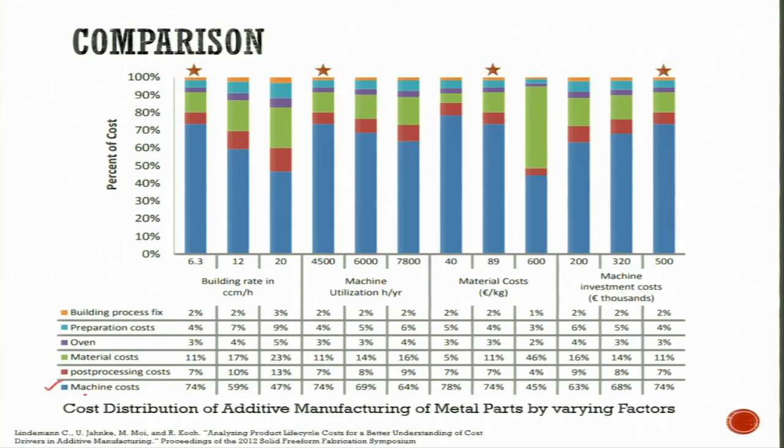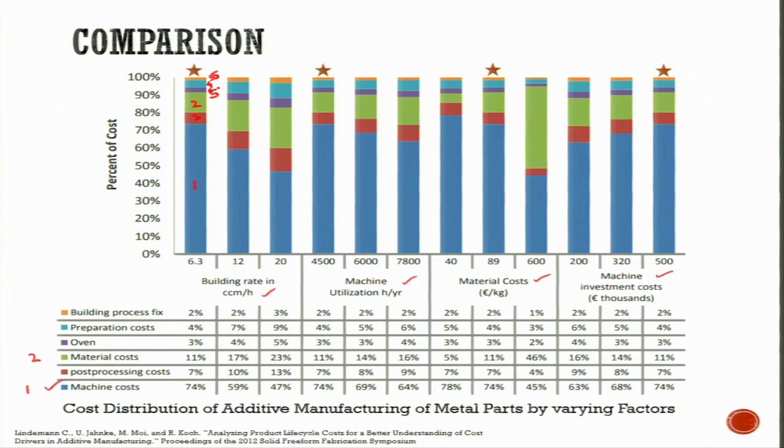This is the comparison between the costing, where you can see the blue color is the machine cost, the maximum cost component in percentages, for the build rate, the machine utilization, the material cost, and the machine investment cost, which is given by a study by Lindemann et al. in 2012. You could see the maximum component is machine cost, then comes the costing for the materials as the second part. I am marking it down as per their contribution or percentages in the system. First is the blue, second is the green, third is this maroon, then comes the light blue as fourth, then we have 5 and 6, orange and purple. I think the 6 should be orange, 5 should be this purple.